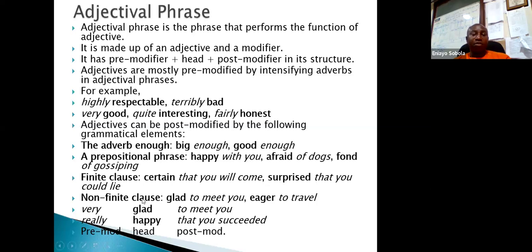Like we mentioned, we also have a non-finite clause that can post-modify an adjective. For example, glad to meet you. To meet you is a non-finite to-infinitive. Eager to travel. She's eager to travel. Eager is an adjective, while to travel is a non-finite clause.